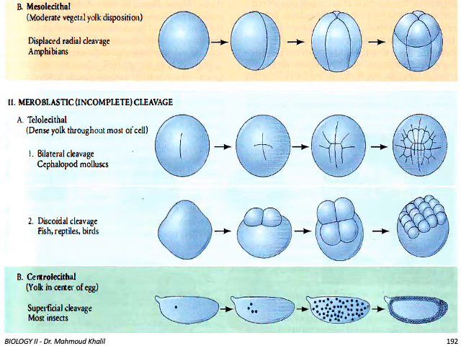The last type is the centrolecithal egg, in which the yolk is concentrated in the center, and you can see that the blastomeres that arise from the cleavage in the last figure are all concentrated at the periphery. That means the cleavage is superficial around the yolk.